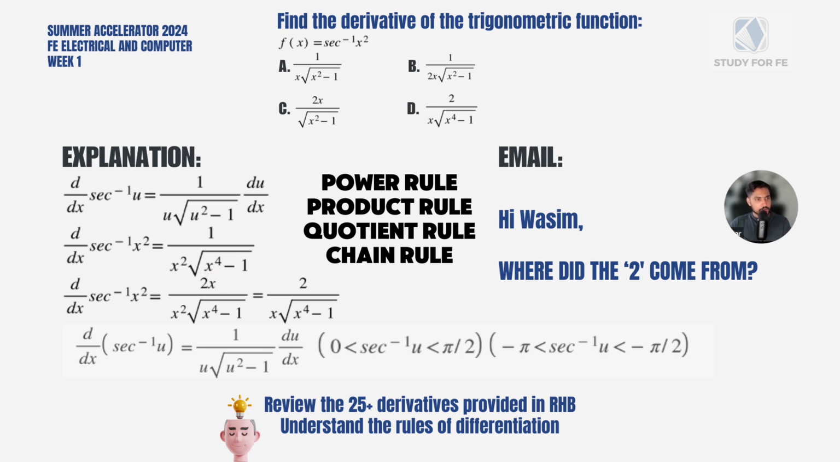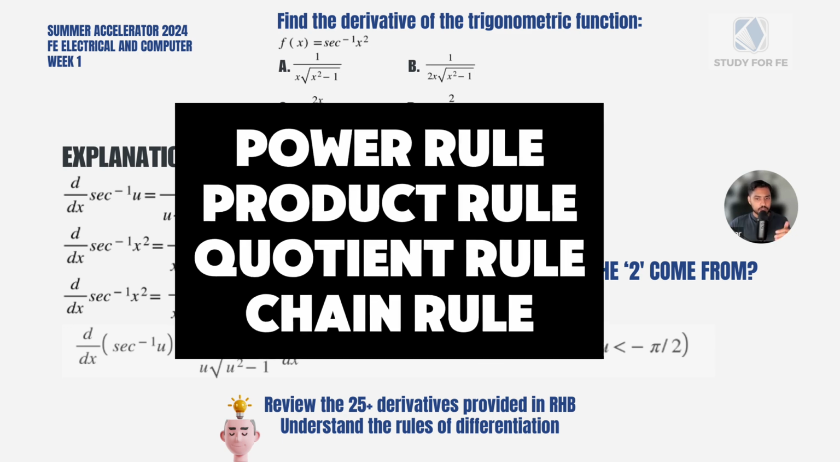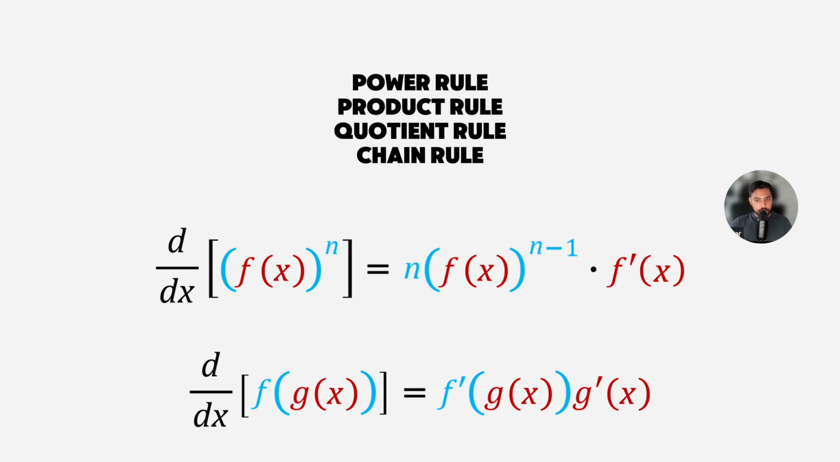Does it make sense? So there was no rocket science here. All I had to do was recognize the bunch of formulas in the reference handbook for derivatives that I can utilize, and then work through and have a fundamental understanding of how the power rule is applied, how the product rule is applied, how the quotient rule is applied, how the chain rule is applied. Which rule did I apply over here? Or rules I applied over here?